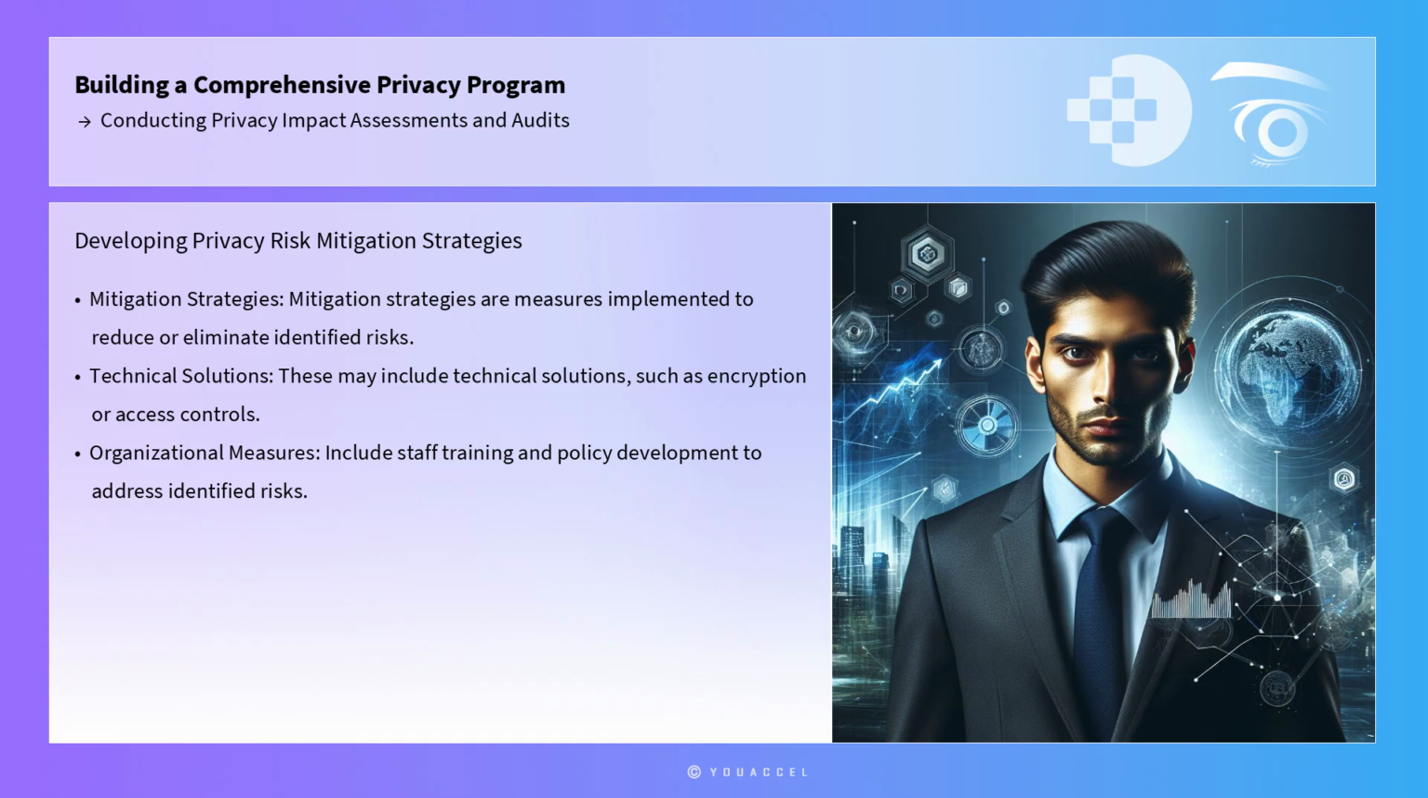Once privacy risks have been identified, developing mitigation strategies is essential. Mitigation strategies are measures implemented to reduce or eliminate identified risks. These may include technical solutions, such as encryption or access controls, as well as organizational measures, like staff training and policy development. For example, if a PIA identifies a risk of data breaches due to weak password policies, a mitigation strategy could involve implementing multi-factor authentication and conducting regular security audits.